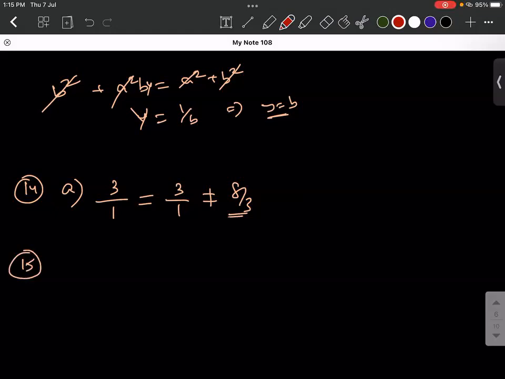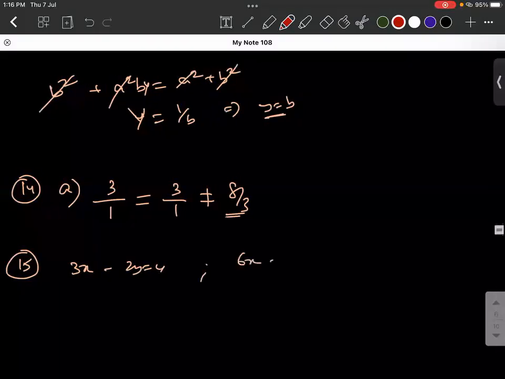Which of the following is or are the solutions of the pair of linear equations: 3x minus 2y is equal to 4, 6x minus 4y is equal to 8. So there should be something that satisfies both the equations. If you see, both are the same equation. So you have infinite number of solutions.